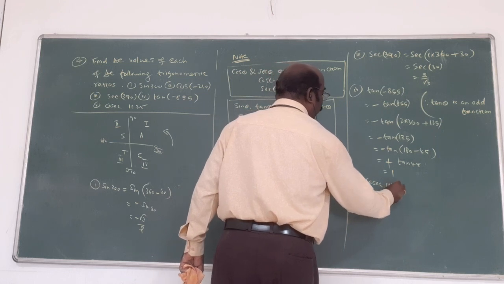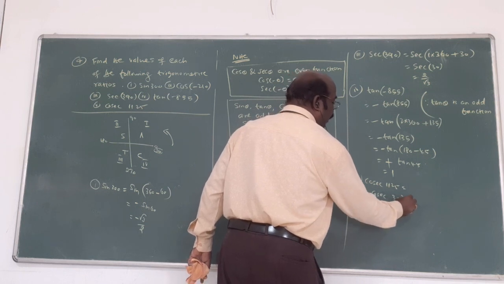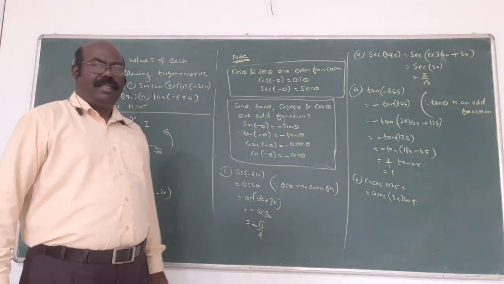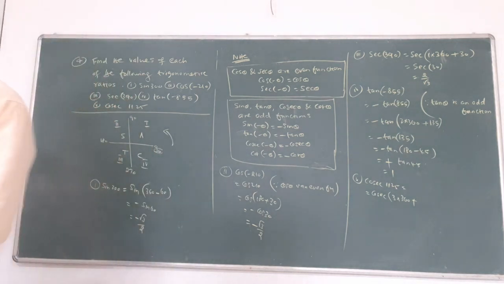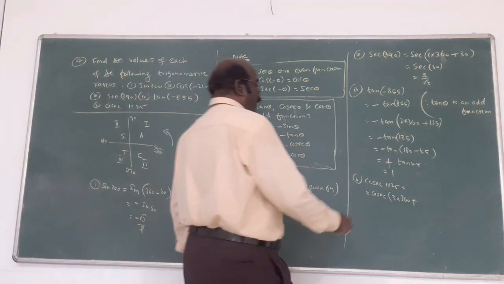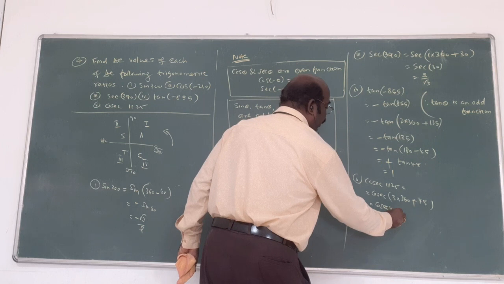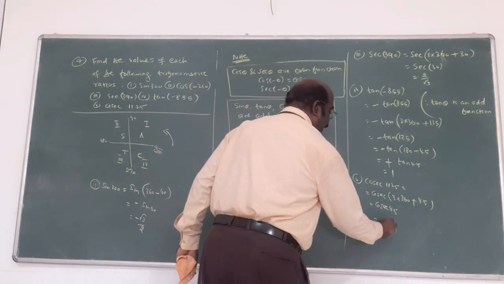Cosecant of 1125. The same thing: 3 into 360. Divide by 360, it comes 3 times. 3 times means 1080. What remains? 45 degrees. Remains 45 degrees, but 3 into 360 becomes 0. So cosecant of 45 degrees. Cosecant 45 is what? Sin 45 is 1 by root 2, the reciprocal is root 2 by 1. That is the answer.